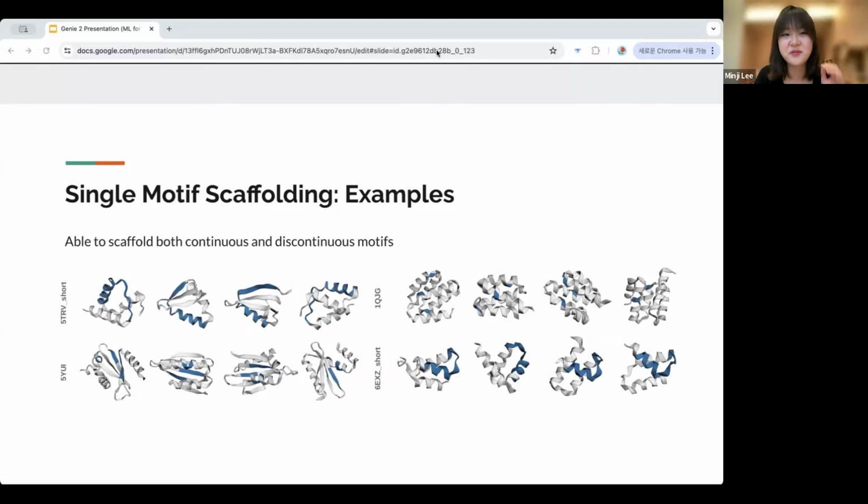These are some of the successful scaffold designs of Genie, and the problem name is on the left. Here the motif segments are highlighted in blue. You can see more of the examples in the paper. And as you can see, Genie can scaffold both continuous motifs and discontinuous motifs consisting of multiple segments.